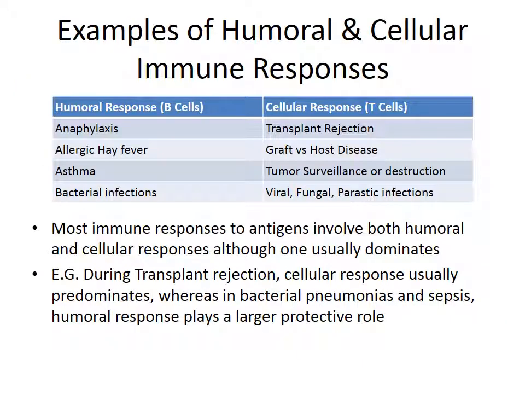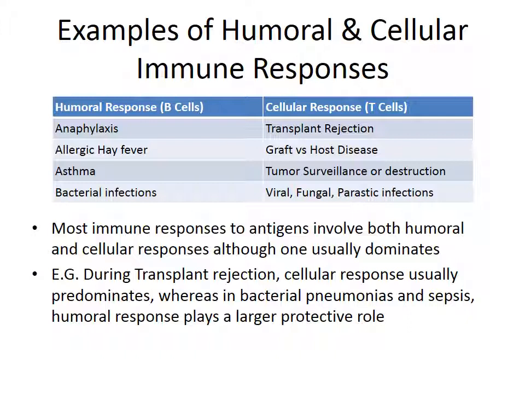Examples of humoral and cellular immune responses are outlined in the chart below. Humoral responses, such as B cells, are present in anaphylaxis, allergic hay fever, asthma, and bacterial infections. Cellular responses, with the help of T cells, are transplant rejection, graft versus host disease, tumor surveillance and destruction, and viral, fungal, and parasitic infections.